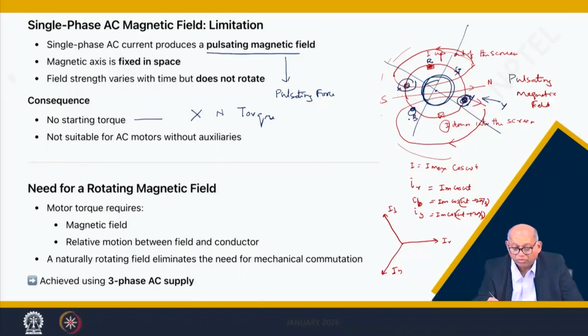So, no torque is possible. Therefore, generally it is not suitable for AC motors. Sometimes it is used, we will talk about that later. So, therefore, we need a rotating magnetic field.